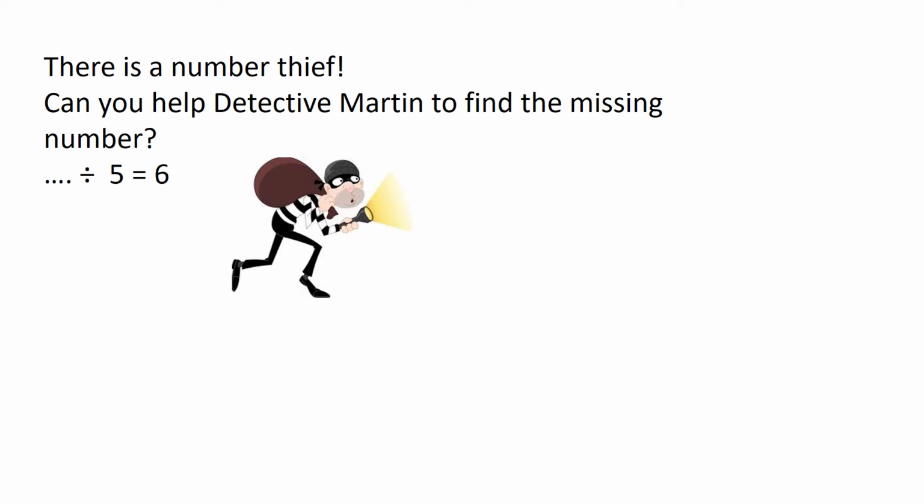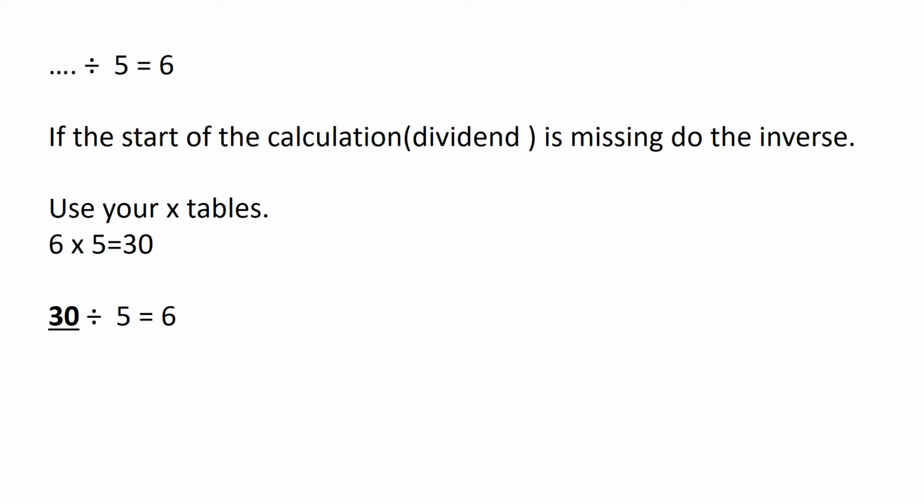Something divided by 5 equals 6. If it is the start of the calculation, the dividend, that is missing, you can easily do the inverse to solve the answer. Use your times tables. So we would go 6 times 5 equals 30. So the missing number is 30.